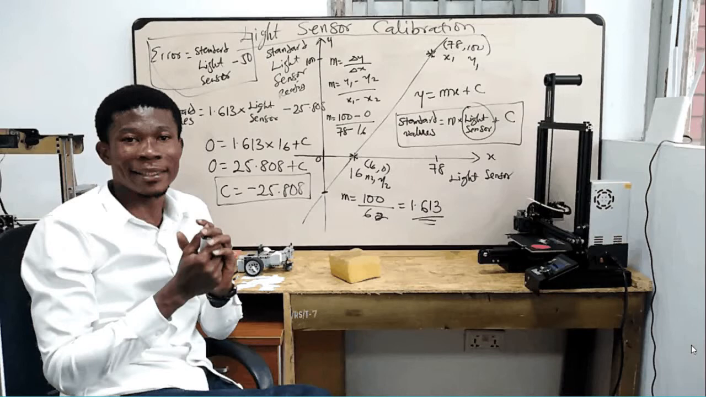In the coming sessions, we'll be using our calibrated light sensor blocks to see how we can improve our finite state machine and also to improve our continuous time machine.